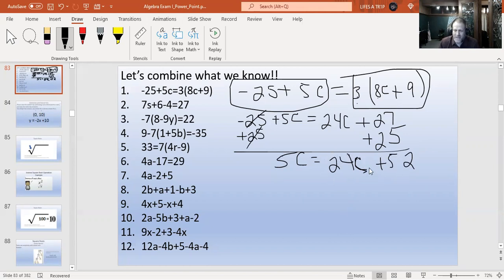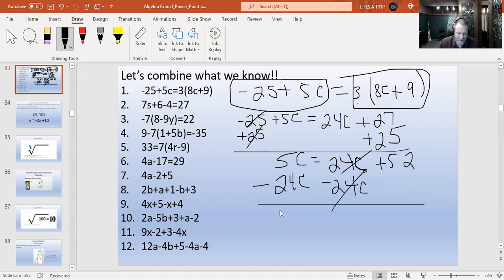We still have a 24c with a variable there. We have to get rid of that and move it to the other side. What you do to one side, you do to the other side. Cancel. So that's going to be negative 19c equals the 52.